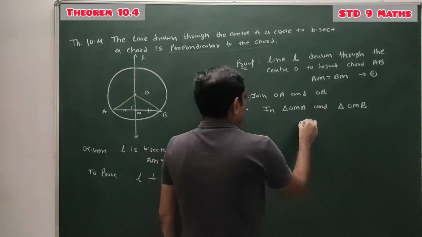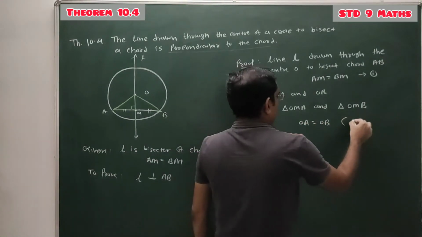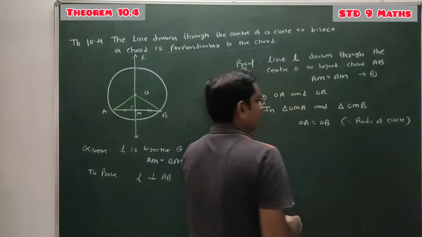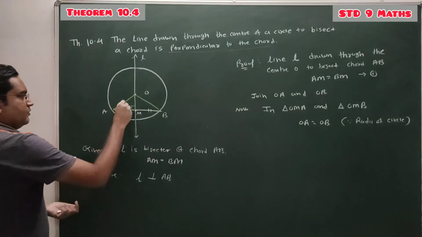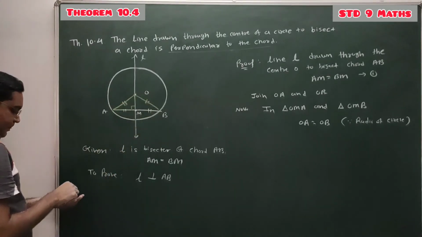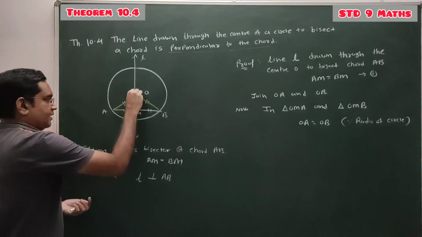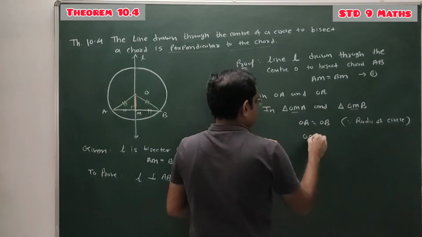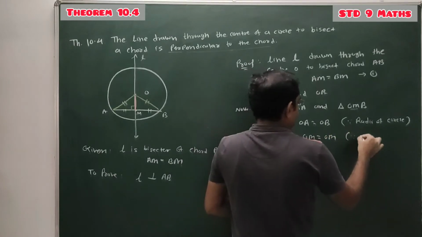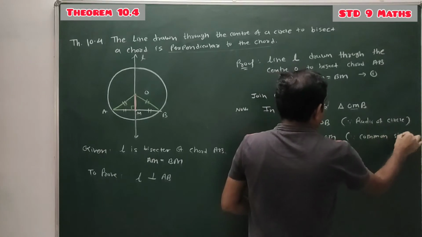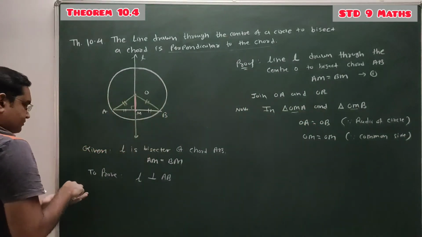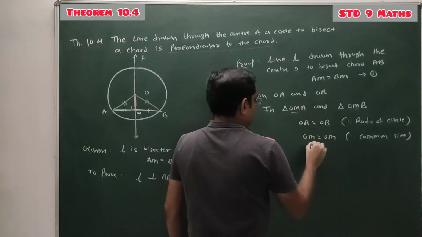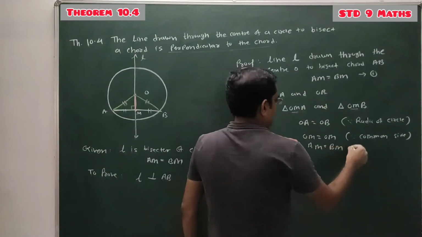So here first, OA equal to OB. These two line segments are radii of the same circle. Radii of the same circle are of the same length. So the lengths of these two line segments are equal. Then line segment OM is the common side, so OM equal to OM. It's a common side. And AM equal to BM, that is given.